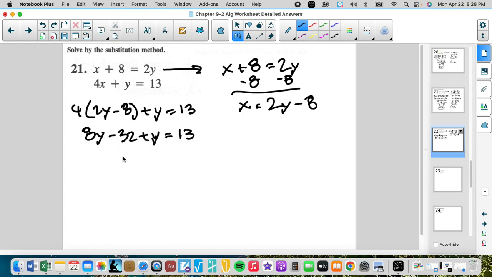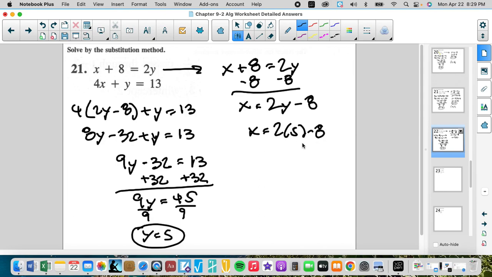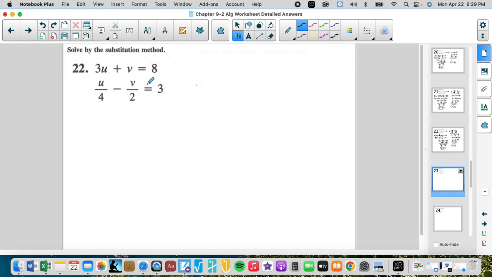Let's combine like terms on the same side. We want to simplify the sides before isolating. Now we're going to add 32. 9y equals 45, which works out nice. Y equals 5. Come back to this equation. 2 times 5 minus 8. X equals 10 minus 8. X equals 2. 2 comma 5 would be my solution.